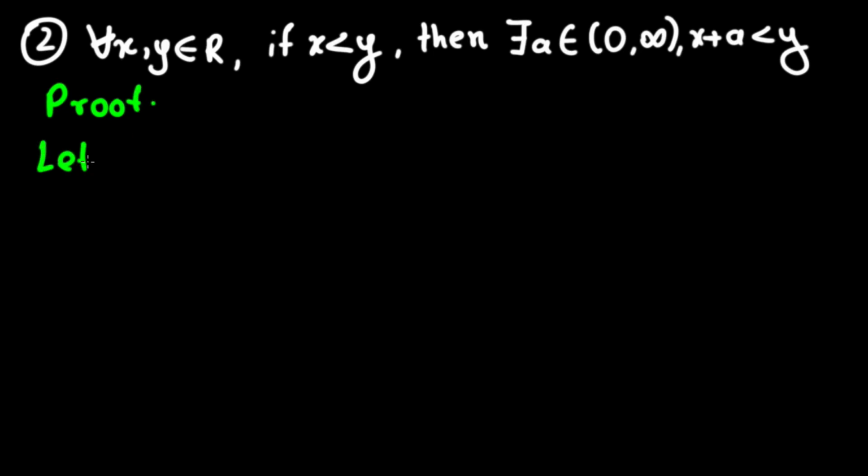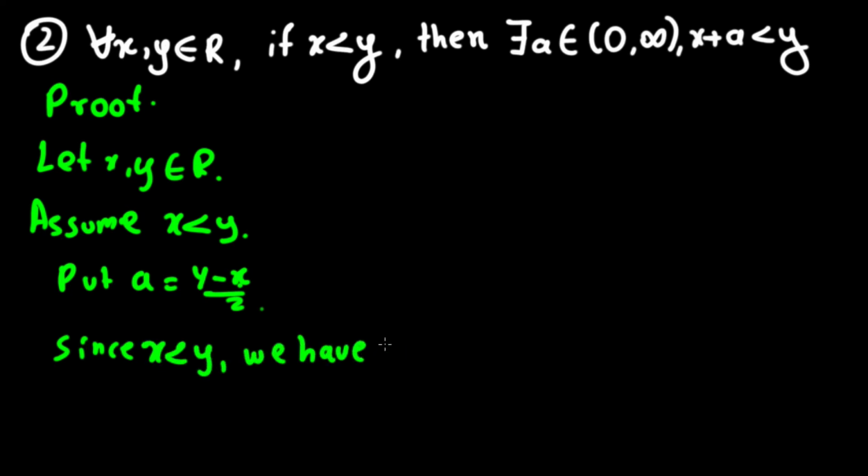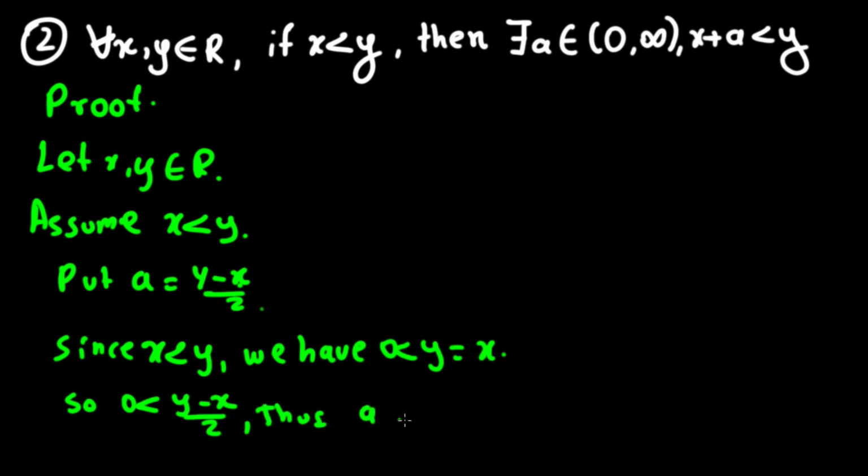Proof: let x, y belong to the real numbers. Assume x is less than y. Put a equal to (y minus x) divided by 2. Since x is less than y, we have 0 is less than y minus x. So 0 is less than (y minus x) divided by 2. Thus a belongs to (0, infinity).